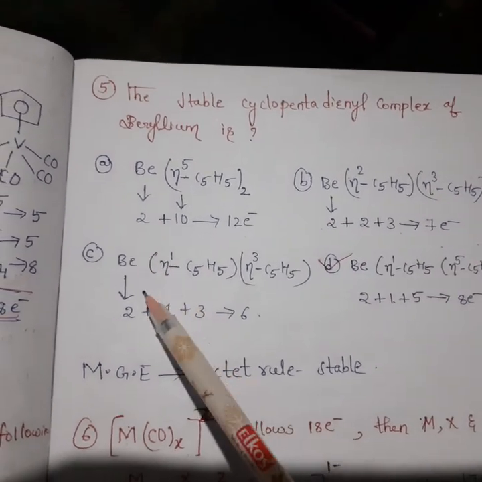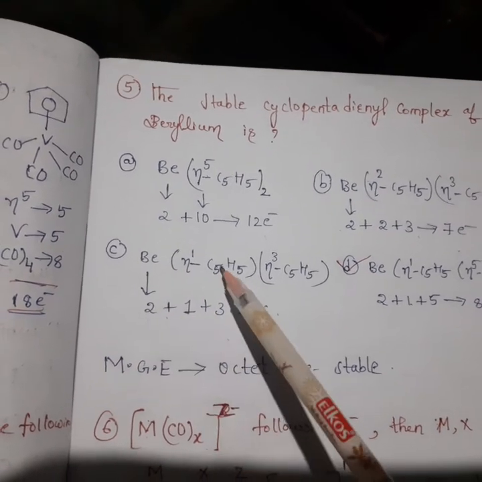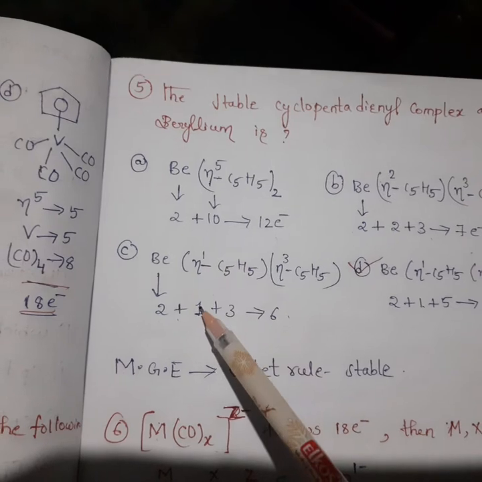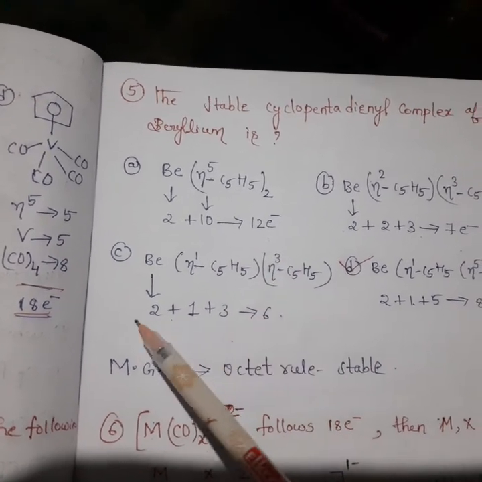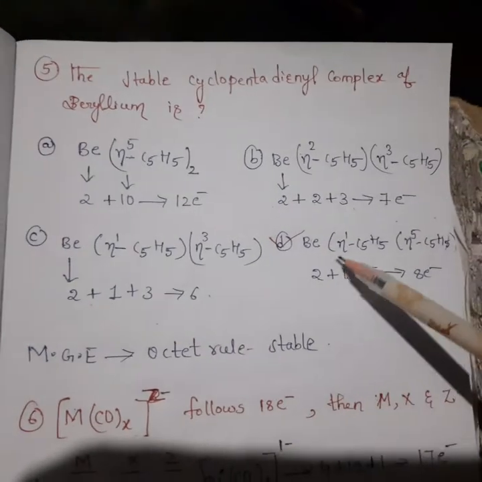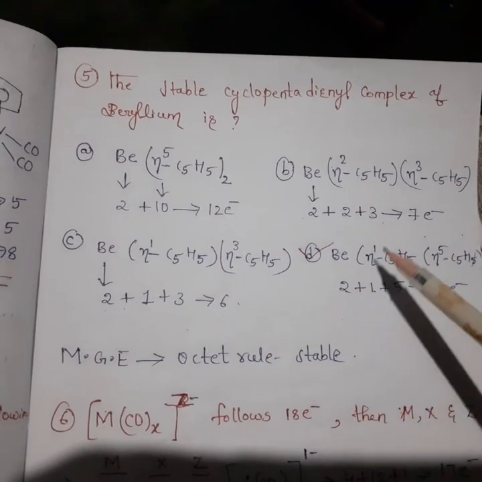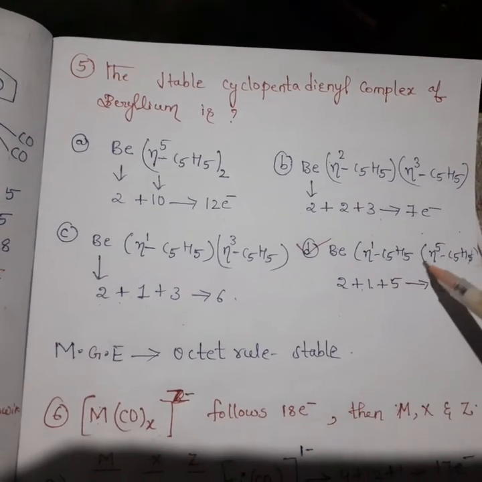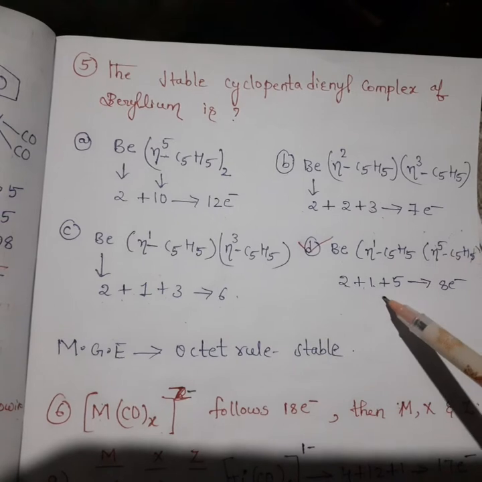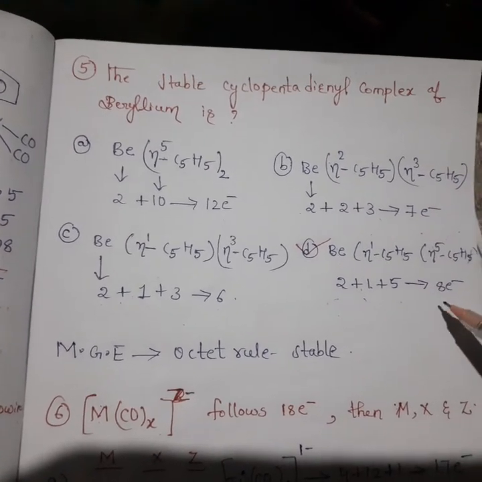Next, beryllium, its contribution is 2 electrons, the valency electrons. See here the hapticity is 1. So 1. Next, here the hapticity is 3. So 3. So 2 plus 1 plus 3, 6. Next, beryllium, its valency electrons are 2. Here the hapticity is 1. Eta 1 means hapticity 1. Next, eta 5 means here the hapticity is 5. So here 2 plus 1 plus 5 means 8 electrons.